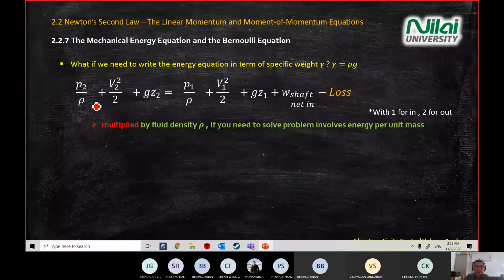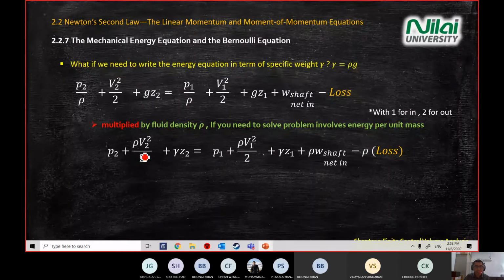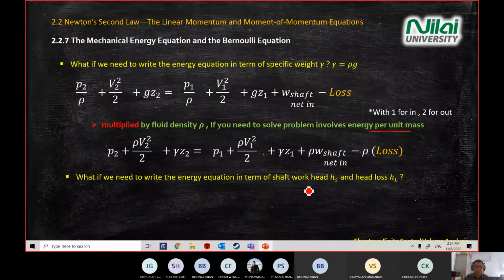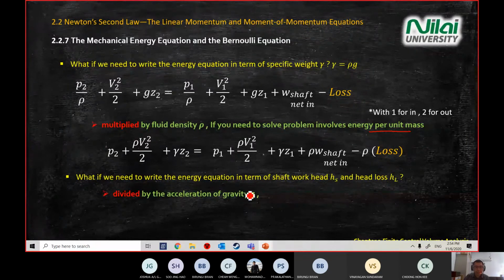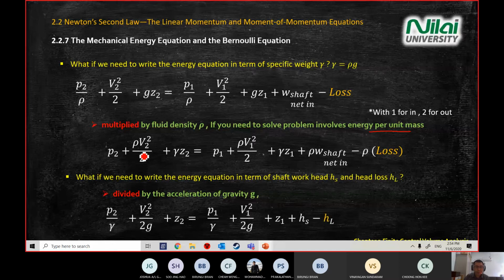Okay, now we multiply with density. We just modify this one, then you get an equation that involves energy per unit mass. All of these will be in energy per unit mass when you multiply by the density. Then what happens if the question only gives you the shaft work head HS or head loss head and all this? Then you can modify further, meaning you divide the whole equation again by gravity g. Then you'll get this equation.